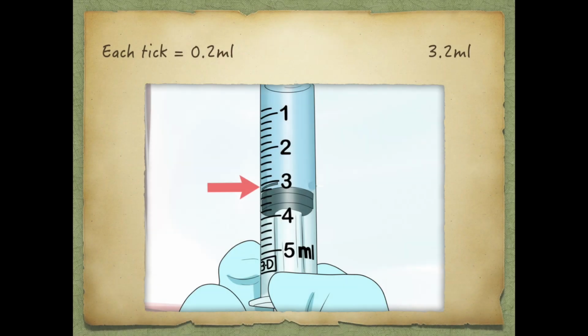Okay, so we've calculated our drug, we've located our drug, and now it's time to draw it up. When reading a syringe, we read from the top of the rubber plunger. Also, it's important to consider, what does each hash mark or tick mark indicate on the syringe I'm using? In this example, every tick mark represents 0.2 mLs. This syringe is demonstrating 3.2 mLs of liquid.